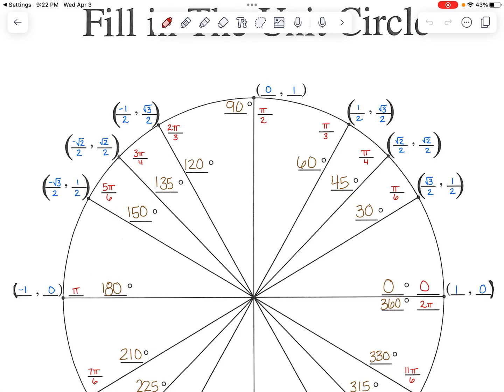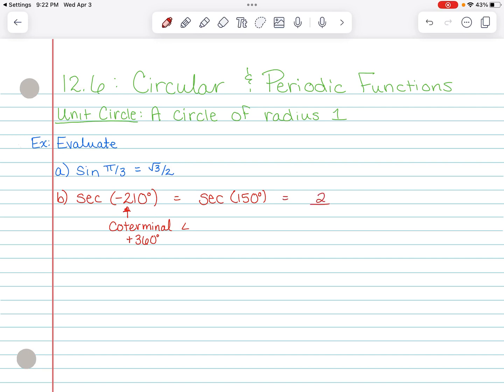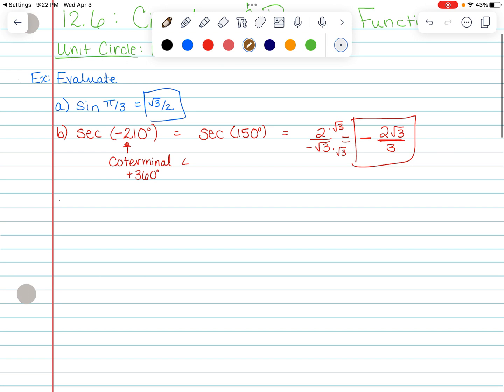Go to my unit circle. 150 degrees is in the second quadrant. Now, secant is also not directly on here, but secant's a reciprocal of cosine, and cosine's the x value. So, the reciprocal of negative square root of 3 over 2 is 2 over negative square root of 3. Now I pull that negative out front, and I rationalize my denominator by multiplying both the top and the bottom by the square root of 3. I get negative 2 square roots of 3 over 3. So this should, in theory, look familiar.